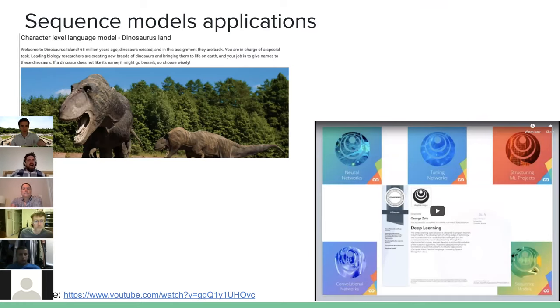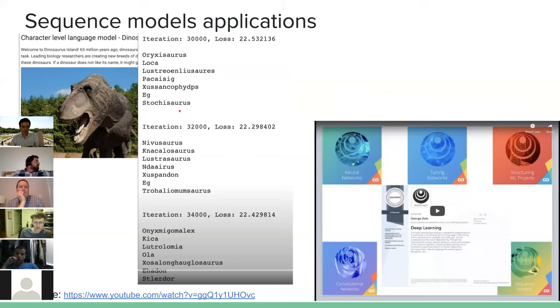Some other applications I wanted to share with you. This is from Andrew's course, where I trained on a corpus of dinosaur names. The goal was to predict a new dinosaur name. And you can see after like thirty-something thousand iterations, you could see some dinosaurish looking names. So it figured out that saurus is a dinosaur name. Spandin, I'm not sure what that is. Trochimilosaurus, Onyx, probably that's a dinosaur name. I think it means snail. So it figured out some kind of word characterization. And you might like this, Robert.